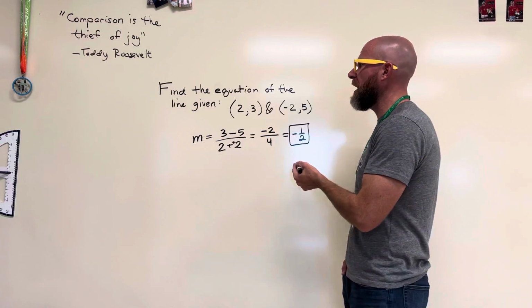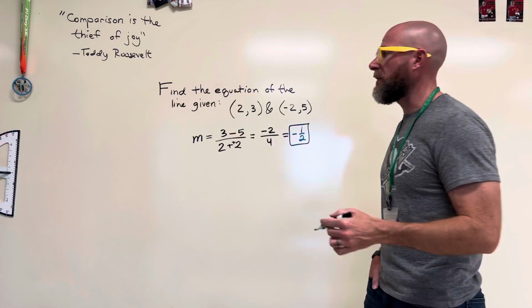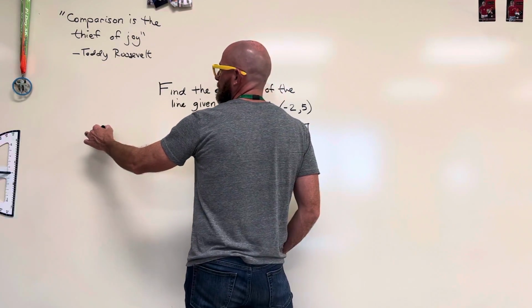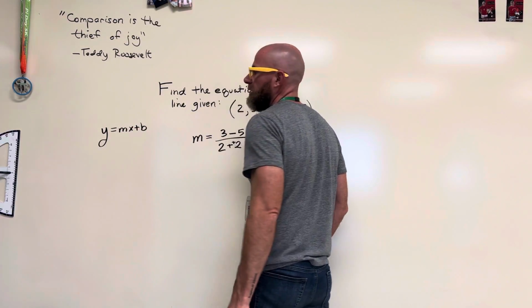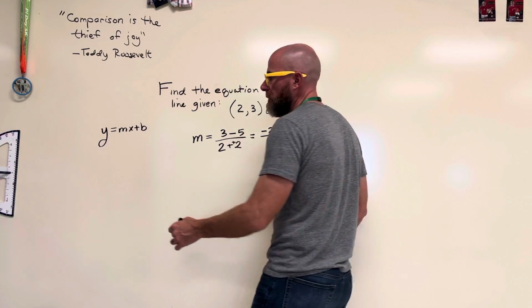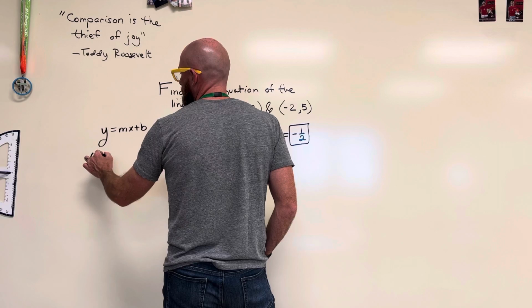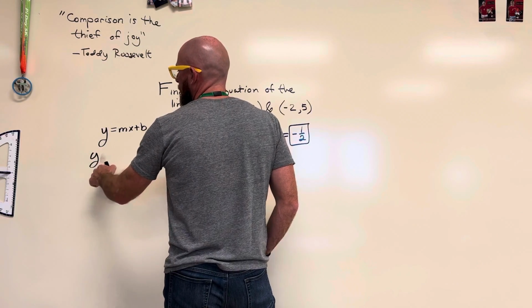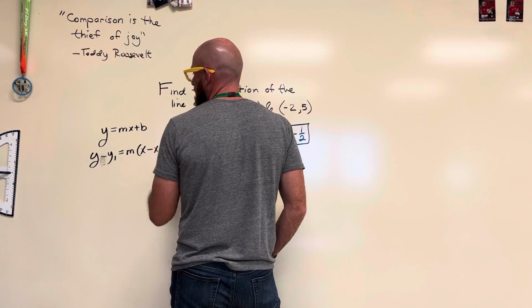Now, I didn't specify in the equation of the line what form I want that in, so I have a few choices to make. I have y equals mx plus b. That is the most commonly used form. That is what we call slope-intercept form. There is y minus y1 equals m(x minus x1).